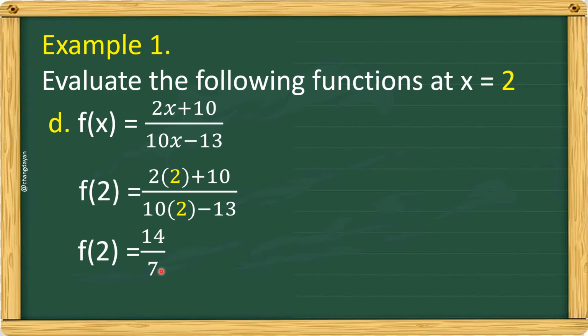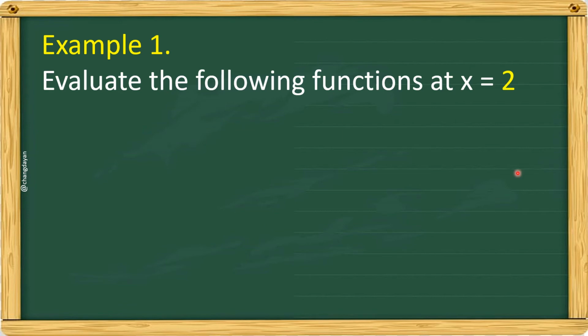Then let us simplify. 14 divided by 7. Our final answer here is 2. So, f of 2 is equal to 2. Next example.